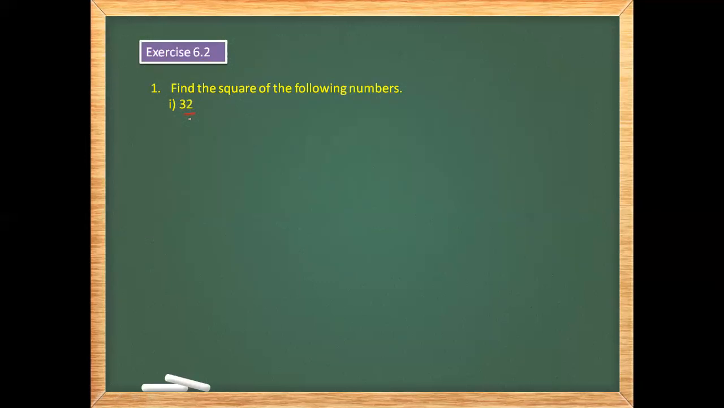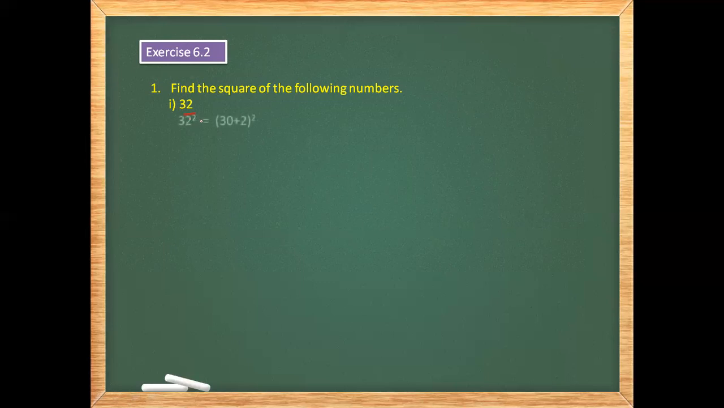Now, depending upon how to find the square of a number and this Pythagorean triplet, we have exercise number 6.2. Let us start with this. What is the first question? Find the square of the following numbers. First they have given 32. We have to find the square of the given numbers without doing actual multiplication.